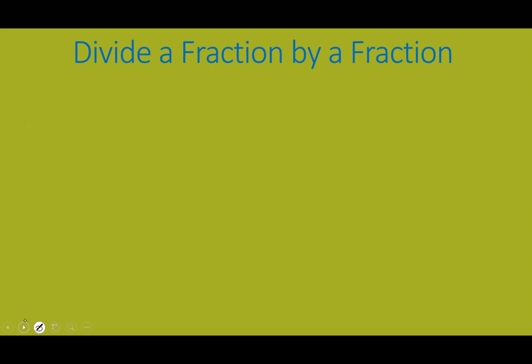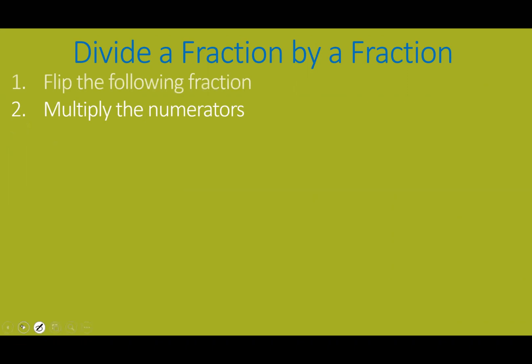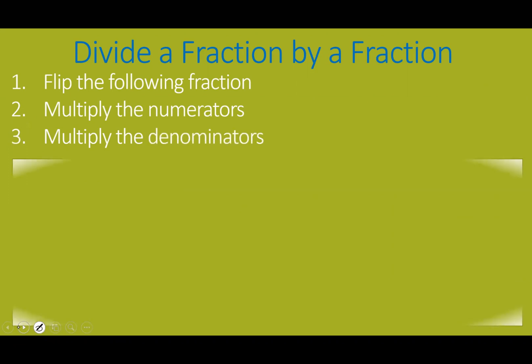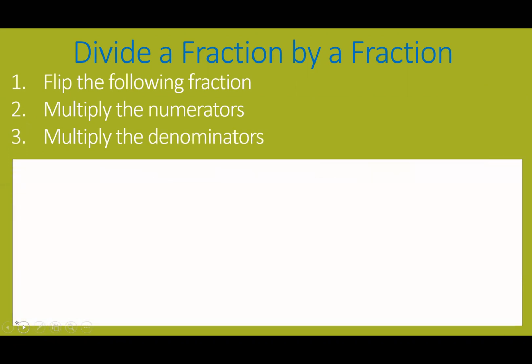We're dividing a fraction by a fraction. Well, where'd number 1 go? There it is. Flip the following fraction, multiply the numerators, and then multiply the denominators. It's that simple. So let's do a very simple problem to remind you, because, you know, guys, remember, you've done this before. We did this in class.